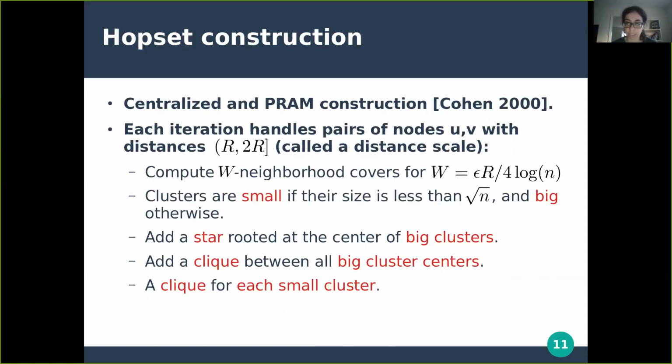So here's how we add the hopset edges. For each big cluster, we add a star rooted at the center of the cluster. This center is well defined based on the neighborhood cover algorithm. And whenever we add an edge, we set the weight to be the exact distance between the two endpoints in the original graph. And for big cluster centers, we add a clique in between all of them. And we add a clique for each small cluster. Inside each small cluster, we add a clique.